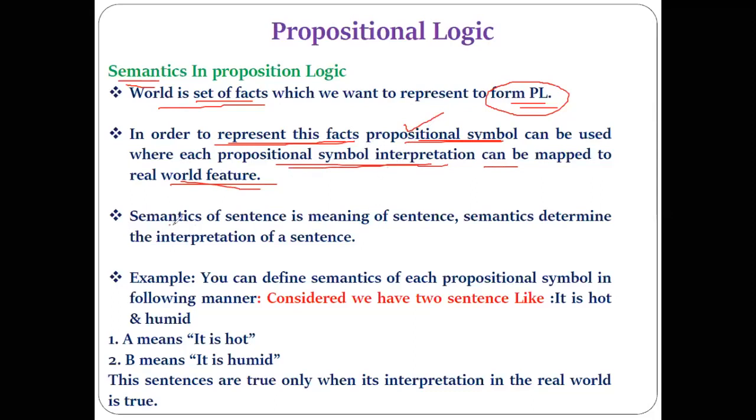Now, semantics is nothing but what? The semantics of any sentence or fact is nothing but the meaning of that particular sentence. Semantics determines the interpretation, that is, the meaning of that particular sentence. What exactly is the meaning of a certain sentence? Now you have to define the semantics of each propositional symbol. What exactly is the meaning of a particular propositional symbol that we utilize in propositional logic? Let's see with an example.